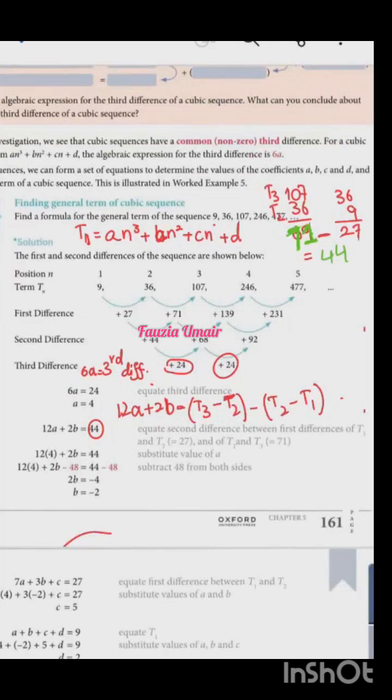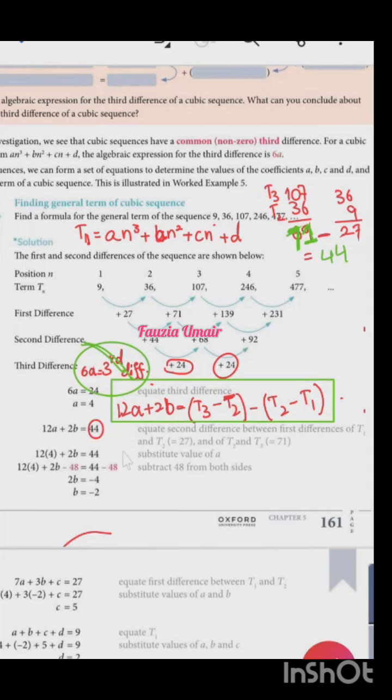This is very confusing. So that's why I have written the values for you. ठीक है? आपने ये चीजें याद रखनी हैं, कि 6A is the third difference and 12A plus 12B is this. ठीक है? आपने ये चीजें याद रखनी हैं.